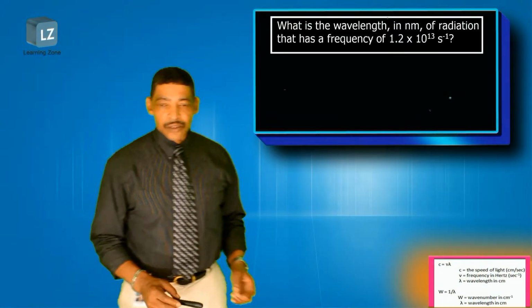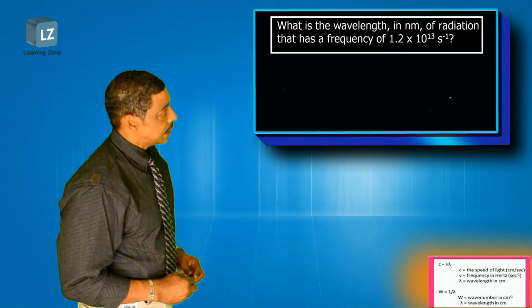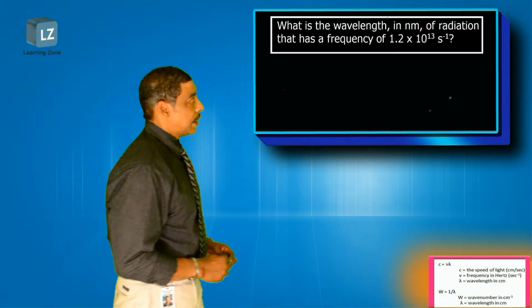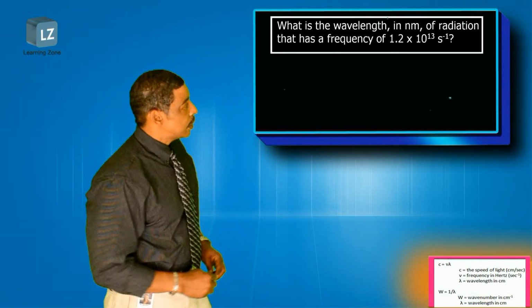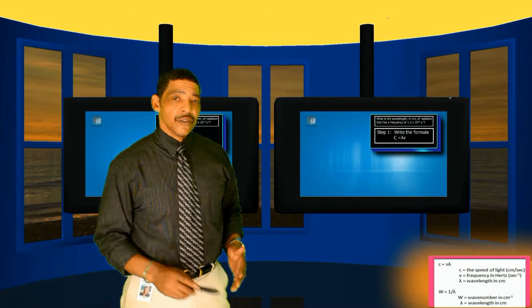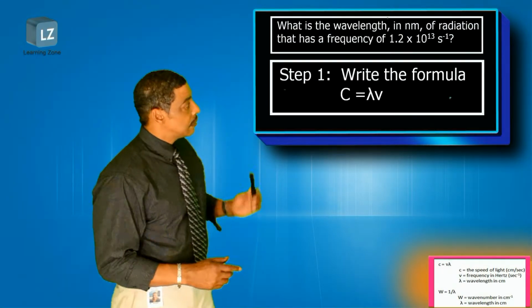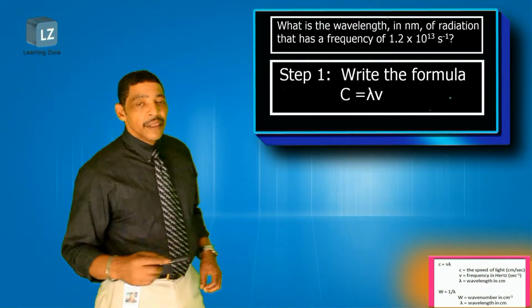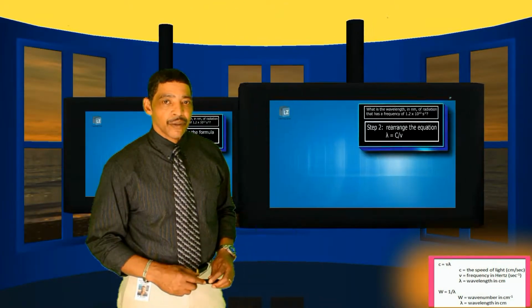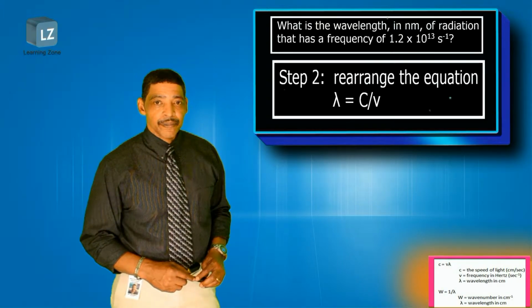Let's end the lesson with a simple wavelength calculation. Consider the following. What is the wavelength in nanometers of radiation that has a frequency of 1.2 times 10 to the 13 reciprocal seconds? Of course, the first step is to rewrite the speed of light equation. c is equal to lambda nu. Then rearrange the equation to solve for lambda, where lambda is equal to c divided by nu.